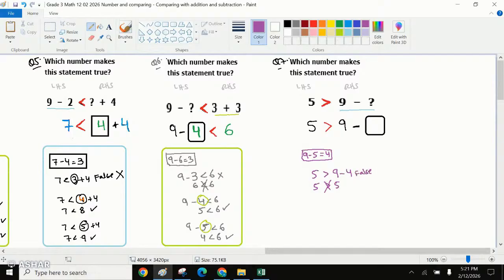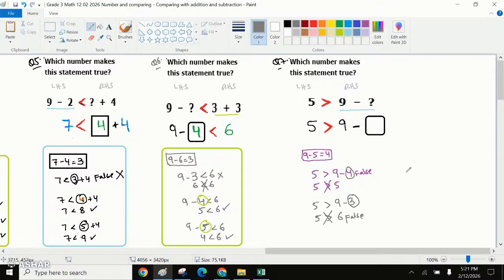Let's try a smaller number. Why are we trying a smaller number? Because the answer on the right hand side is less than. Okay, so if I say 5 is greater than 9 minus 3, what is 9 minus 3? 5 is greater than 6. Is this a true statement? It's still a false statement. That means when we used a number that was less than 4, it's coming out to be false. Let's try a greater number.